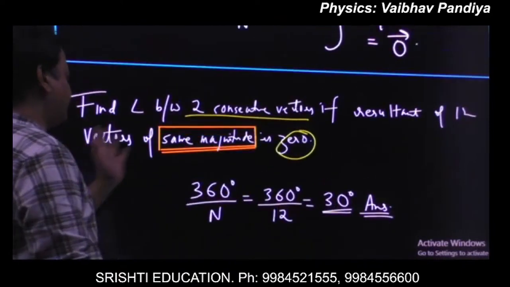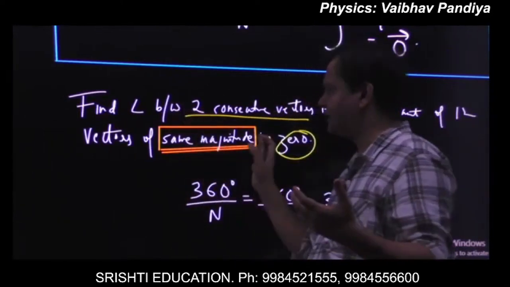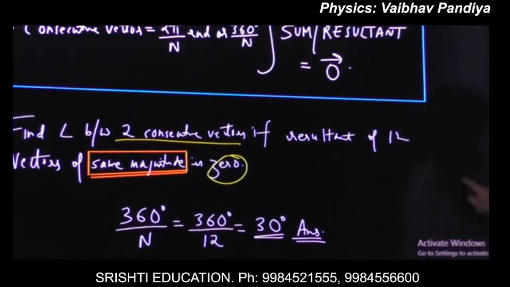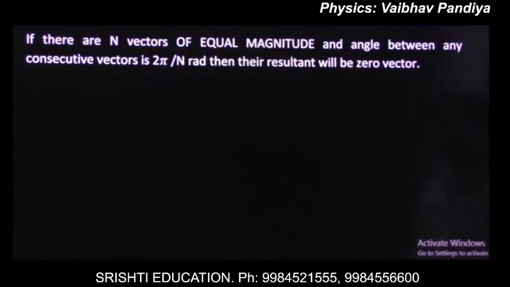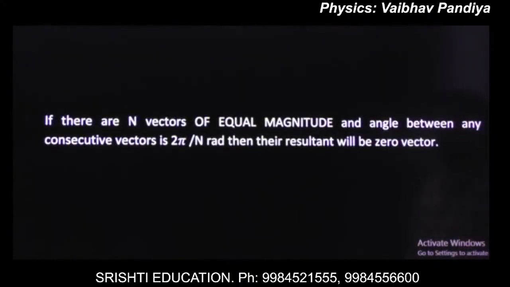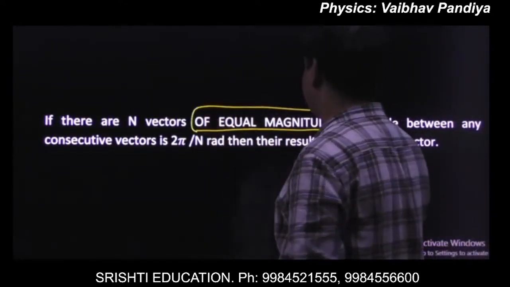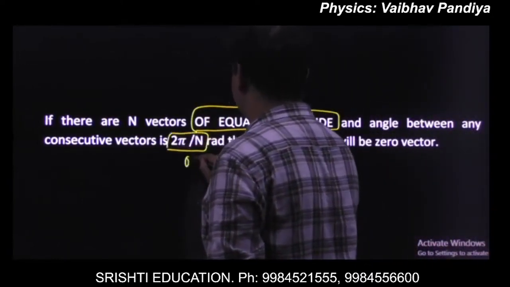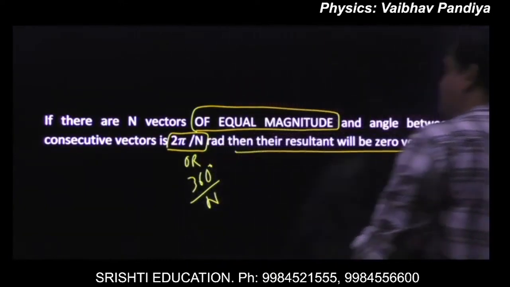So you get questions like this as MCQs. If there are many vectors which have the same magnitude and give a 0 resultant, what will be the angle between the consecutive vectors? This logic will be applied. We have already seen this property, and I guess you have noted it down. If there are n vectors of equal magnitude, as I wrote in the last slide, and the angle between any consecutive pair is 2 pi by n radian, or 360 degrees by n, then the resultant will be a zero vector. Got it?